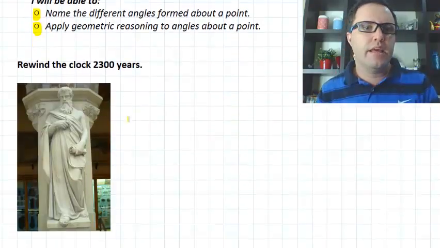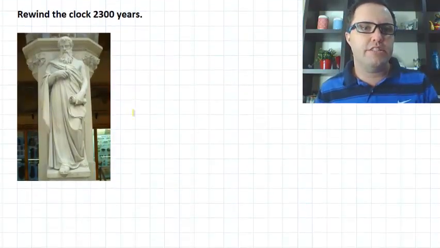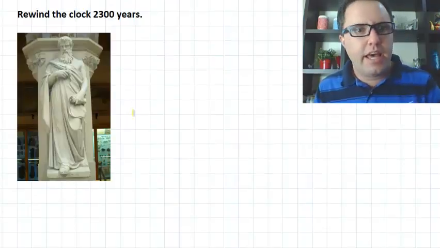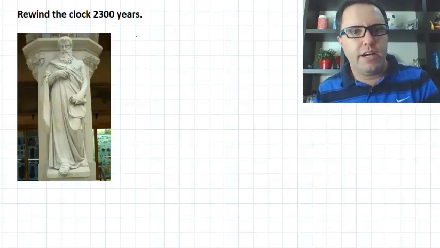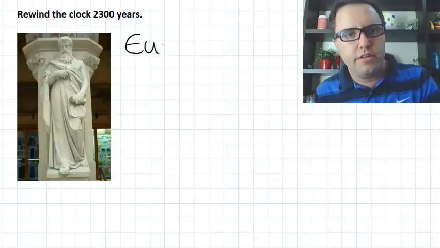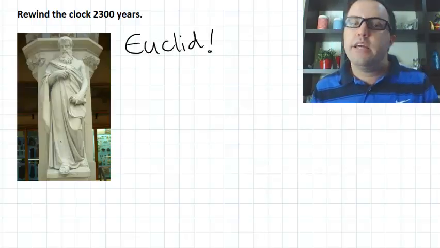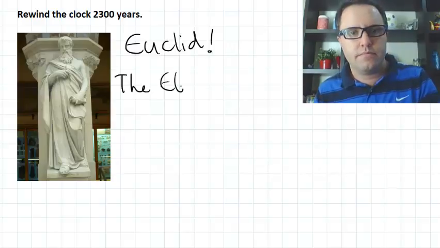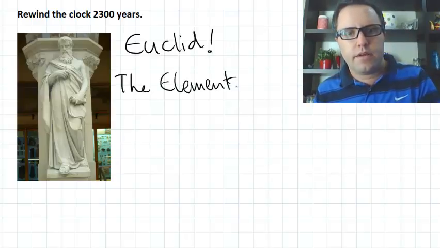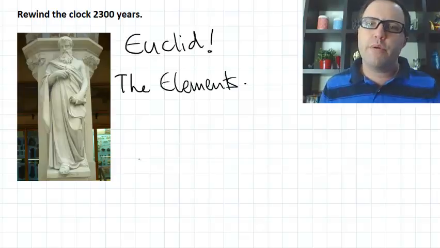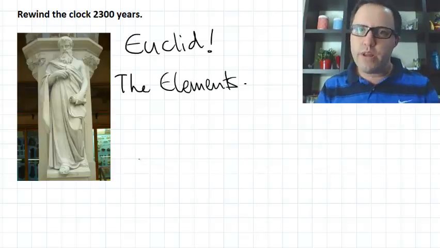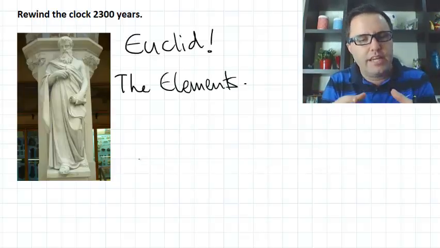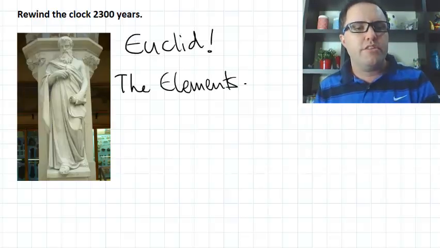All right, let's rewind the clock 2,300 years and let's talk about this guy here called Euclid. He's a pretty cool dude, and he wrote this book called The Elements. Now all of the geometry that you'll be worrying about this year was written and or at least compiled together and given a set of rules by this guy here called Euclid.